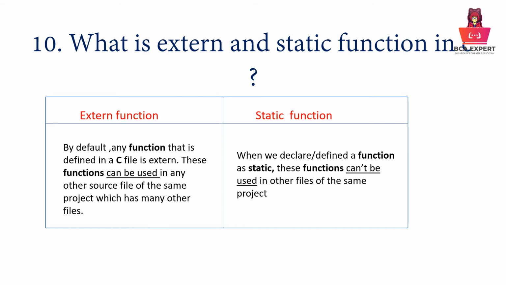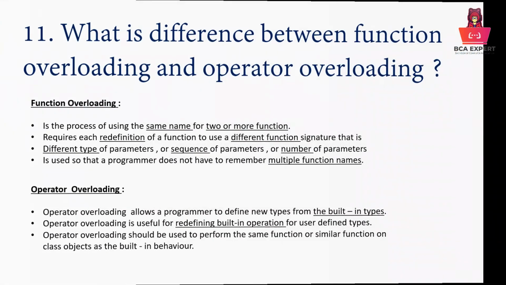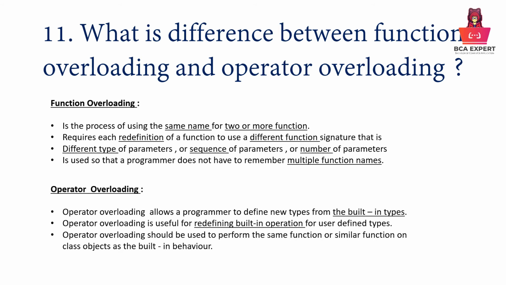So next question, what is the difference between function overloading and operator overloading? Function overloading is the process of using the same name for two or more functions. It requires each redefinition of the function to use different function signatures, that is, different types of parameters, sequence of parameters, or number of parameters. It is used so that the programmer does not have to remember multiple function names.